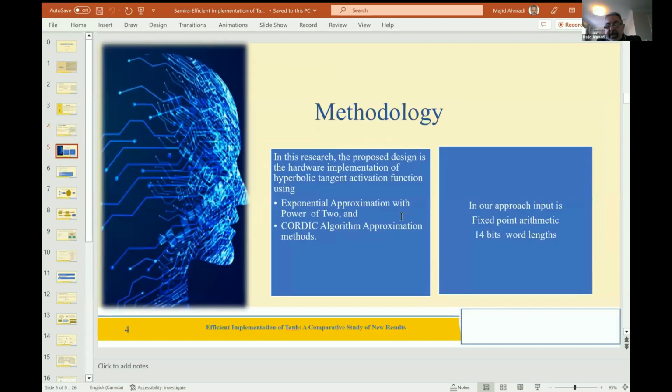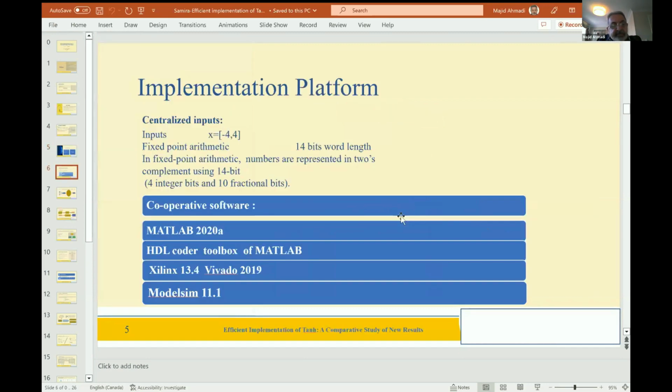Now, the methodology that we have used: the input that we have is fixed point arithmetic, 14 bits of word length, 4 bits for the integer, and the rest for the non-integer part. And we are going to show you how we do the approximation with these techniques. The input is from -4 to 4, and 14 bits of word length, as I said, a 4-bit integer and fractional with 10 bits.